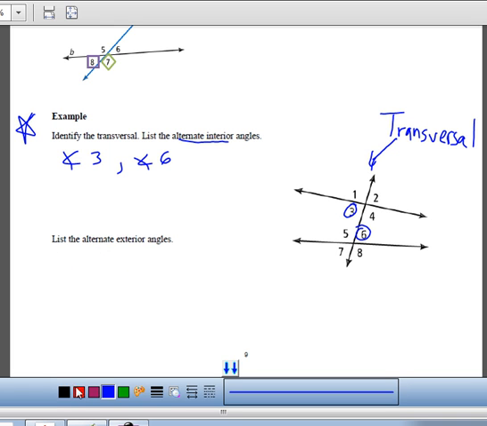And the alternate exterior: angle 2 and angle 7 go together. There's another pair. I want you to find the other pair on your own. You've got to find the other pair of alternate interior and the other pair of alternate exterior. All right, almost done. Over on the next page.